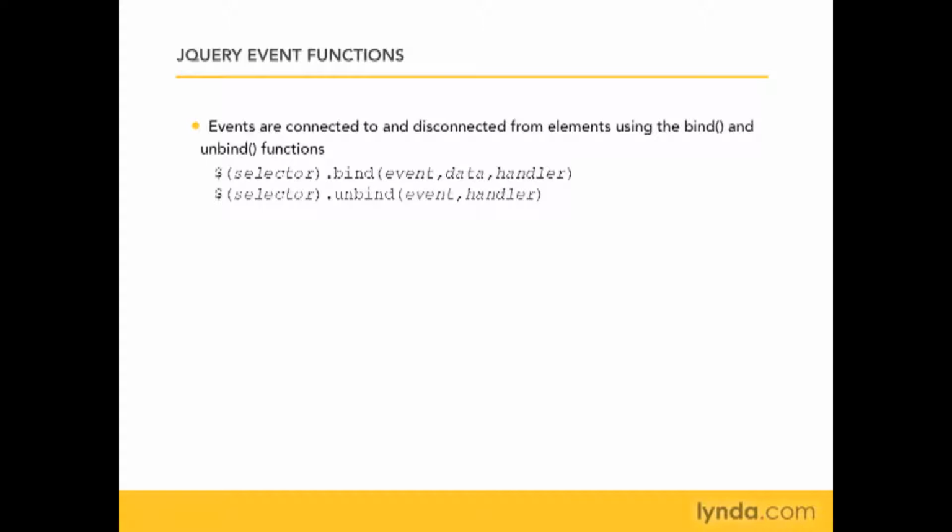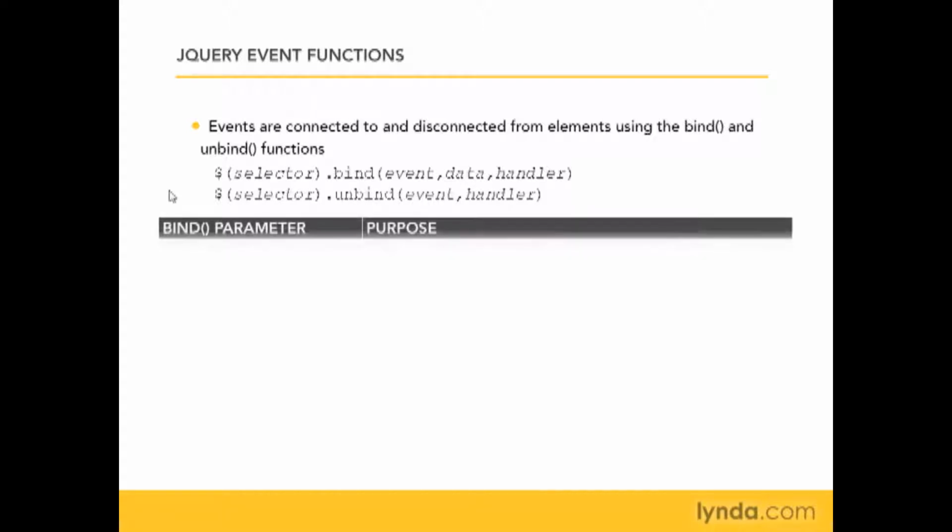That happens using the bind and unbind functions in jQuery. Just like other jQuery functions, you use a selector to select a group of objects in the page that you want to place event handlers on. Then to create an event handler, you use the bind function. And to remove that event handler later on, if you want to, you can use unbind. So let's take a look at these functions and how they work.